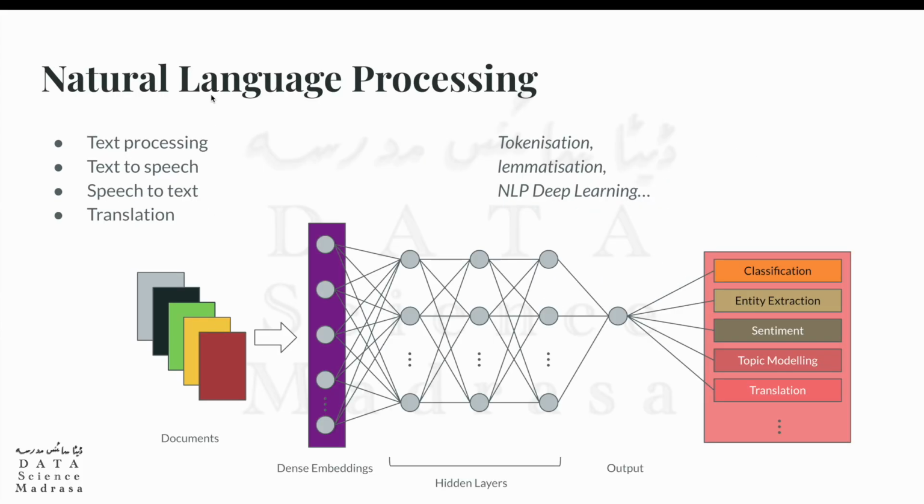Similarly, natural language processing: lots of large documents with unstructured text. How do you process it? You need to do some text processing. It could be text to speech or speech to text or even machine translation as well. In order to process it, you need to tokenize, lemmatize, and do some sort of transformations, feed those documents in as dense embeddings, which are ingested or pushed into the hidden layers of the neural network. And then the output essentially can be a number of things. We can classify, we can do entity extraction or sentiment analysis of a piece of text, we can do topic modeling, we can do translation, and many other things.